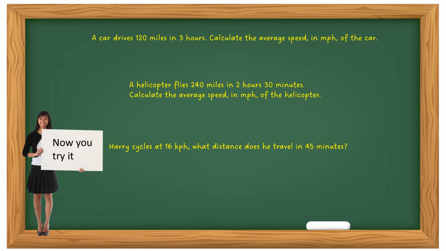Okay, so how did you do? Let's look at the first question. If you got the answer 40 miles an hour, excellent stuff. And you can see the formula and how it works. If you got 90 miles per hour for the second one, again, brilliant work. And finally, if you got the answer of 12 miles, then you know you're using the formula correctly. So remember, the formula is STD.